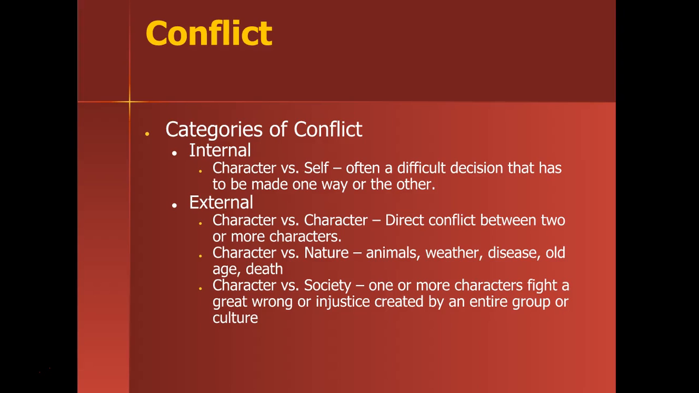Character versus society is a problem that not every student has heard of, at least before they reach 9th grade. Character versus society is where one or more characters fight a great wrong or injustice created by an entire group or culture. It's one versus the world, if you will. Think about gossip and that sort of thing, and that might be those kinds of stories. Most probably would be character versus society, but there will probably be one or two characters that stand out to make it character versus character as well.